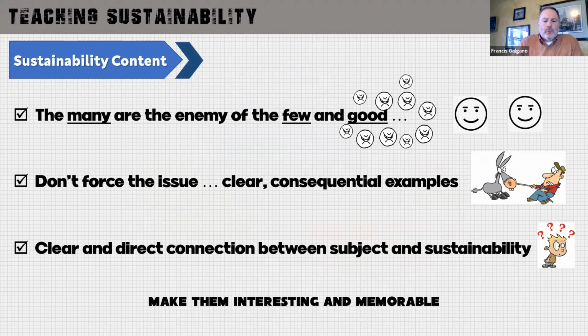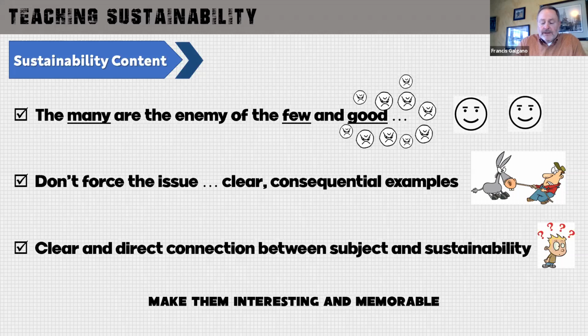So 4 pieces of advice that I've discovered is, when you're teaching a course that's not necessarily sustainability in quotation marks, it's easy to do, but I would say make them interesting and memorable. And I'm hoping that I'm doing that with my students. But I found out that the many are the enemy of the few and the good. And what do I mean by that? I think you should, in a course that is not necessarily a sustainability course, focus on adding 2 or 3 examples into the course rather than trying to do a lot. And it goes to the next 2 bullets. Don't force the issue. Make your examples clear and consequential, and have a direct connection between your subject and sustainability. So in my little cartoon there, the student isn't wondering, why are we doing this? You want to make it intuitively obvious to them.